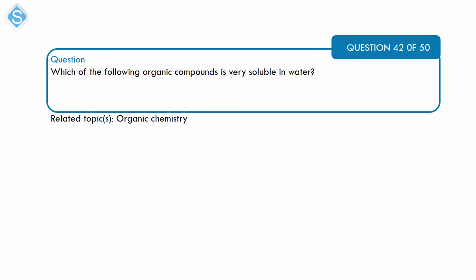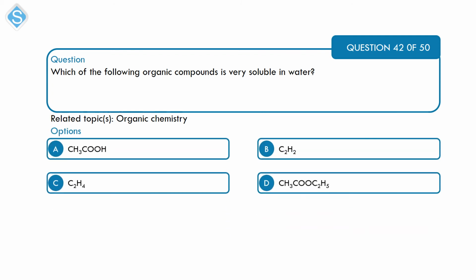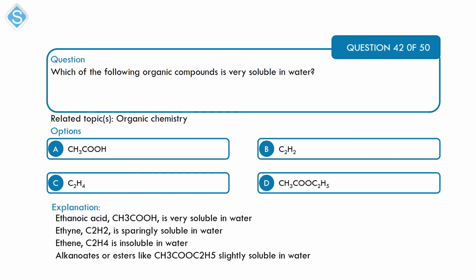Organic chemistry. Which of the following organic compounds is very soluble in water? A ethanoic acid, B ethane, C ethene, and D propyl ethanoate. Okay, ethanoic acid is the most soluble. It's very soluble in water. Ethane is sparingly soluble in water. C2H4, that is ethene, is insoluble in water, while esters, alkanoates, are slightly soluble in water. So the most soluble from the options is ethanoic acid, and that is option A.